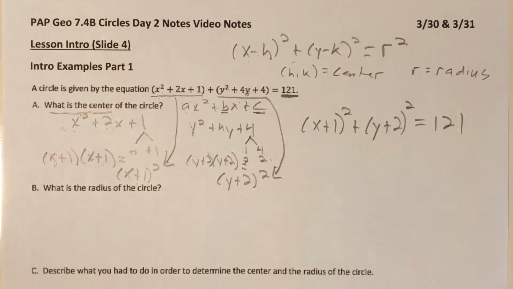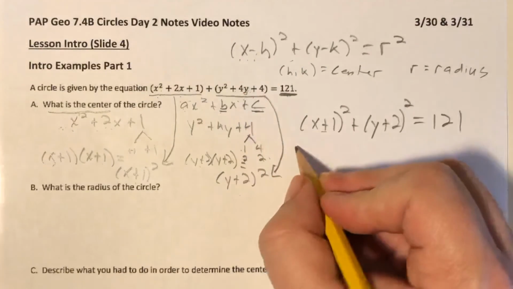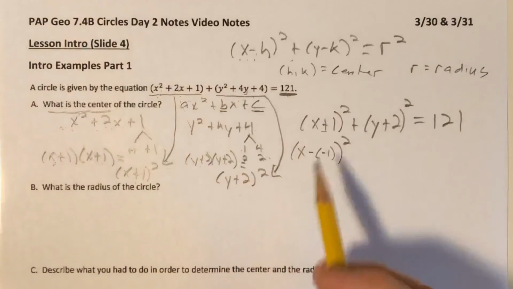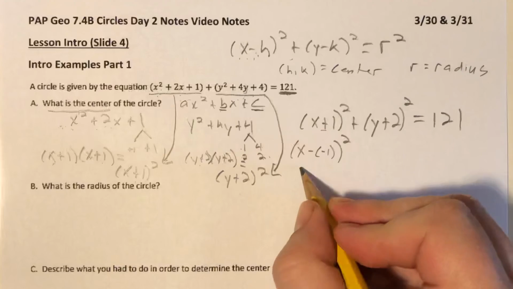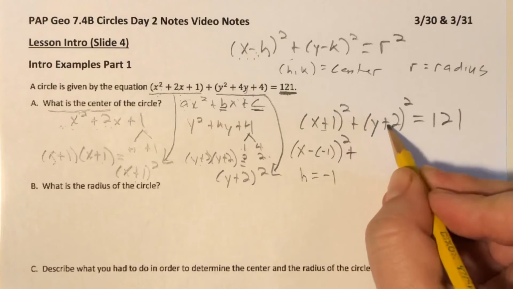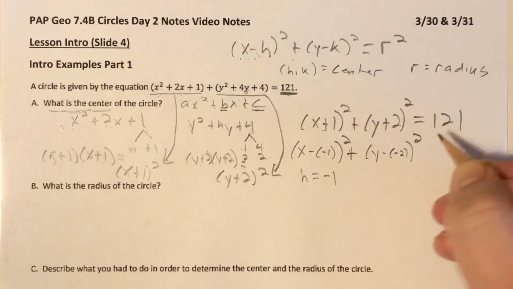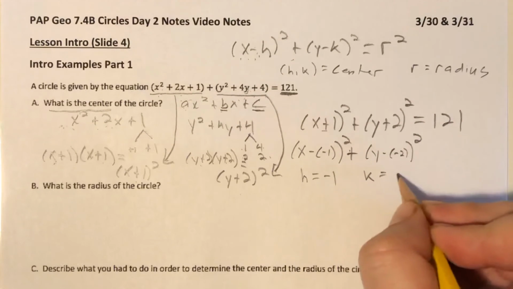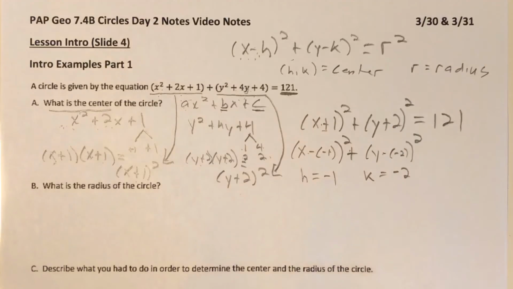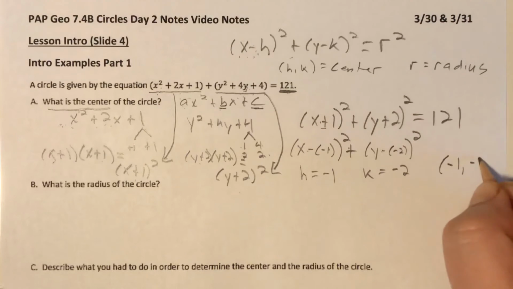What is the center of the circle? Well, remember, if it's x minus h squared, and this is a positive number, that would be the same as x minus negative 1 squared. So my h term would actually be negative 1. H is negative 1. And then same as my positive 2 over here. That would be the same as y minus negative 2 squared. So my k term would be negative 2, because the two negatives are going to make this a positive. These two negatives make that a positive. Okay? So the center of my circle is going to be negative 1 comma negative 2.